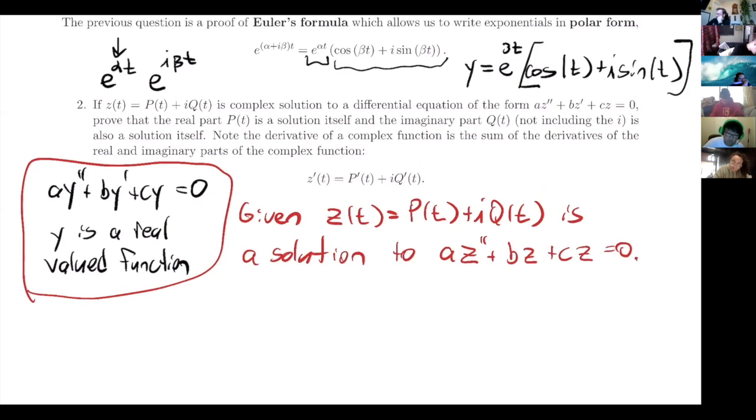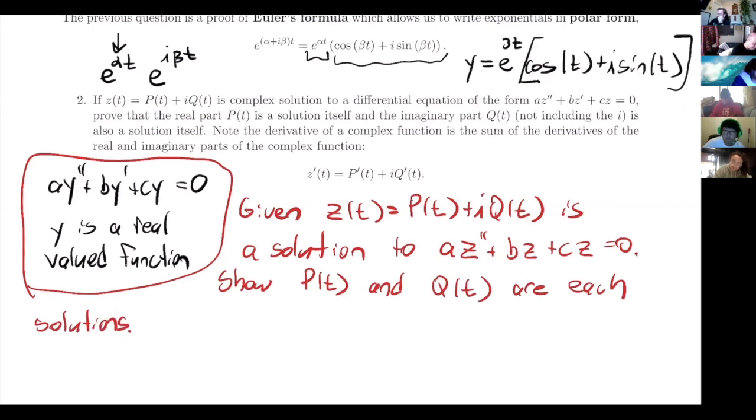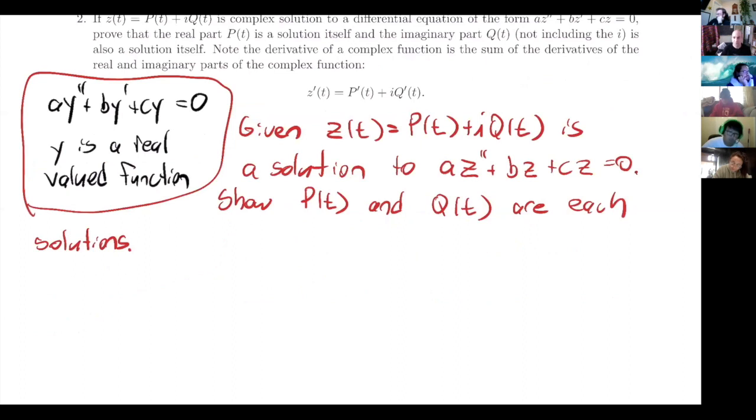And what we're asked to do here is to show that the function p of t and the function q of t, ignoring the i, are each solutions. So if I want to show that p of t is a solution, what that means is when I plug it into the differential equation, I should get 0. So let's start with what we know, which is when I plug this into the differential equation, it satisfies that differential equation.